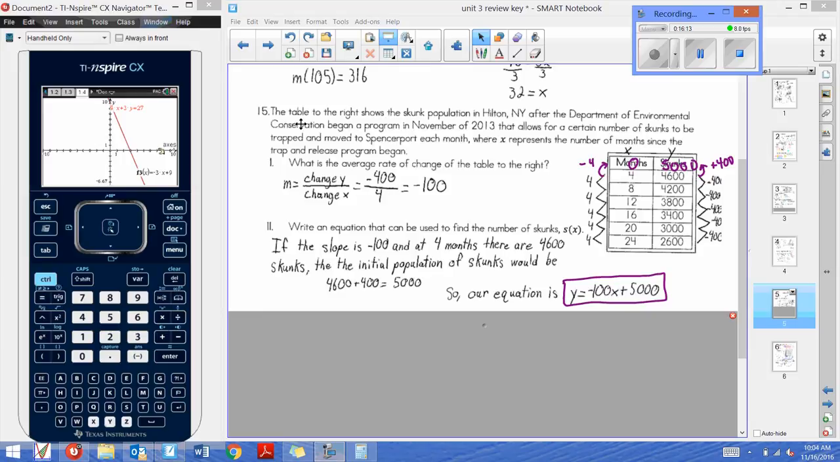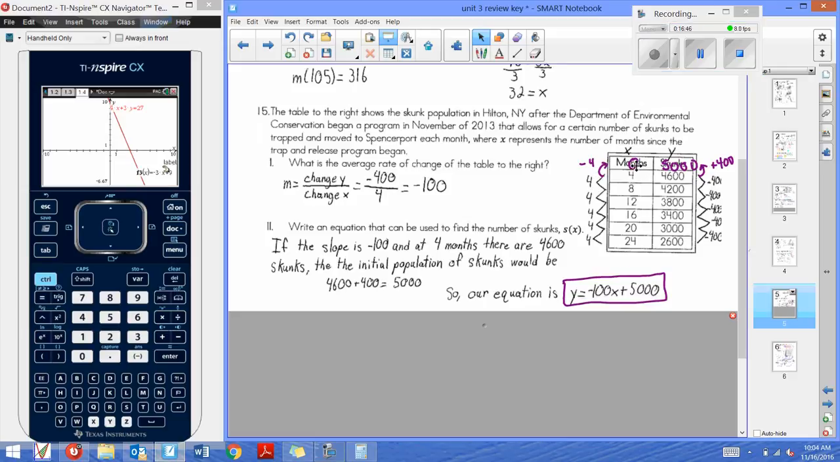Question 15, they gave you a table, and part 1, they wanted you to find the average rate of change, which is really the slope. So negative 400 divided by 4 is negative 100. And then it said to write an equation. Well, in order to find our equation, we need the slope, which we already have over here, and we need the y-intercept, which unfortunately was not given to us in the table, but we know how to work backwards. So instead of adding 4 downwards, we can subtract 4 going backwards to get 0, 5,000. And this y here actually should be written as s of x.